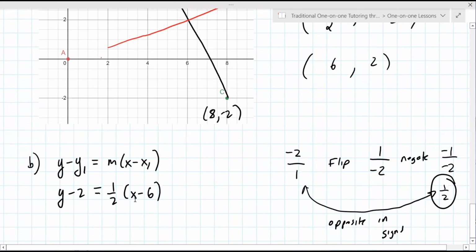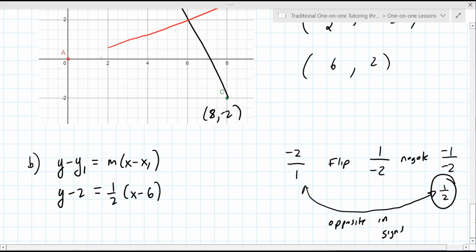Okay. m represents the slope. Yes, the perpendicular slope. Yes. And the perpendicular slope is when it's flipped, the opposite reciprocal. Yes. Okay.